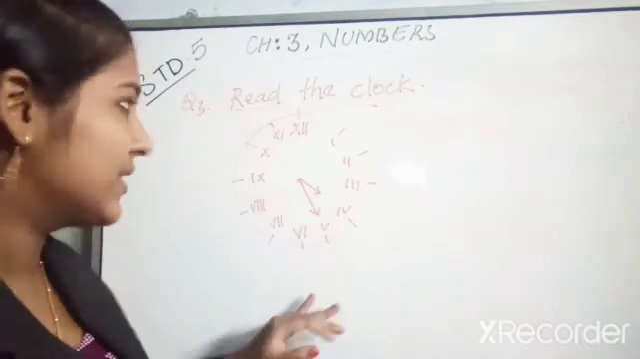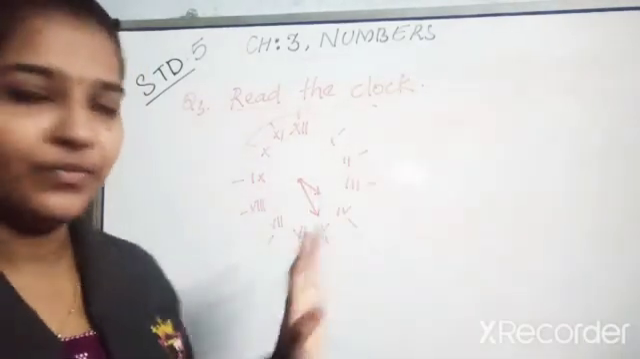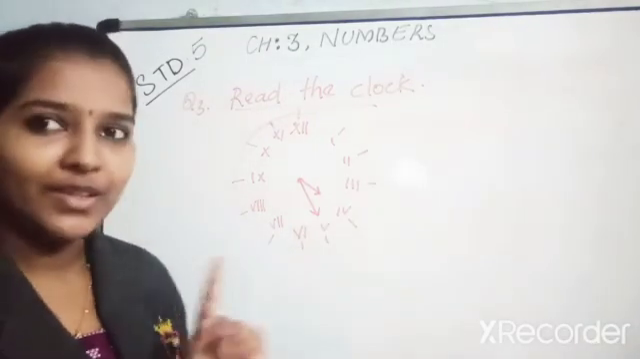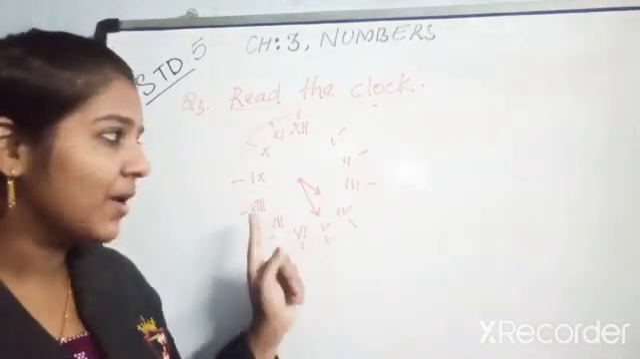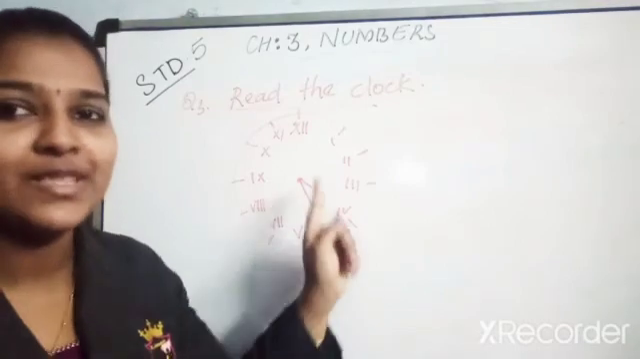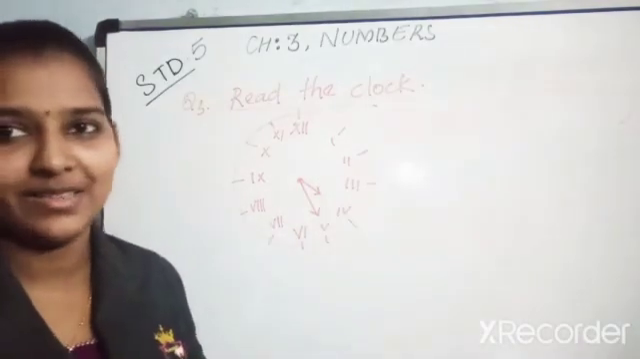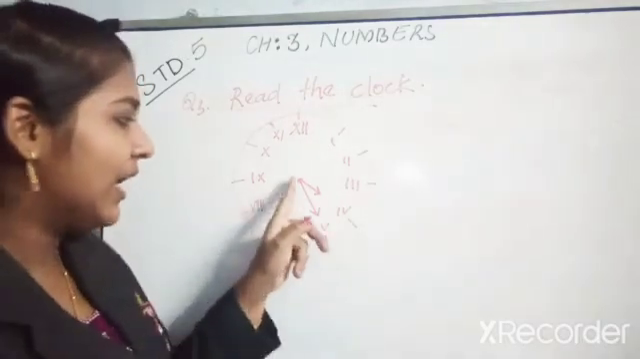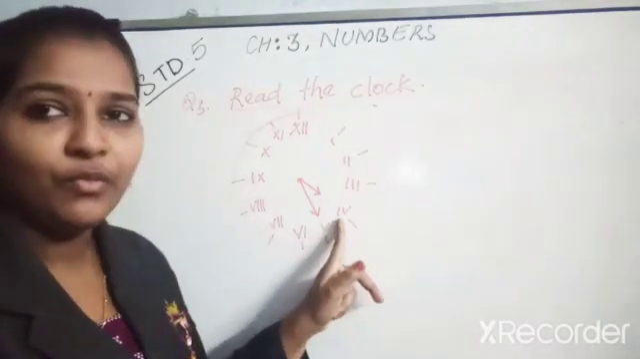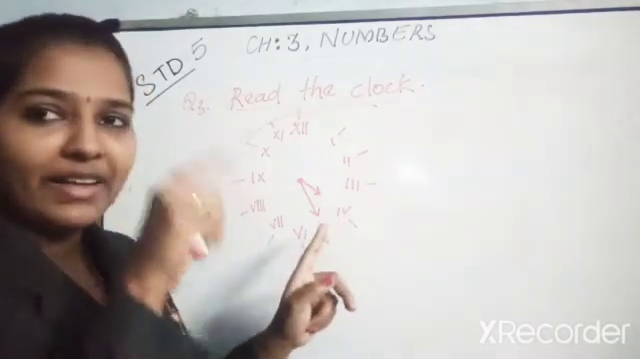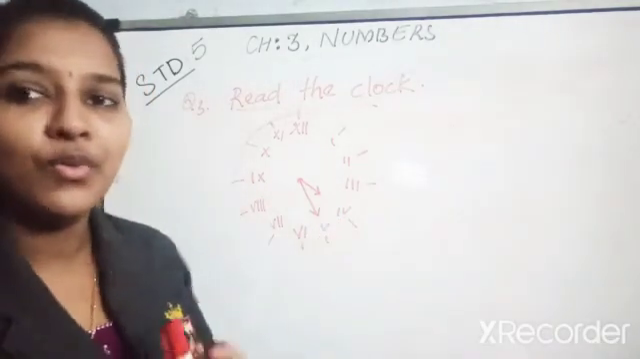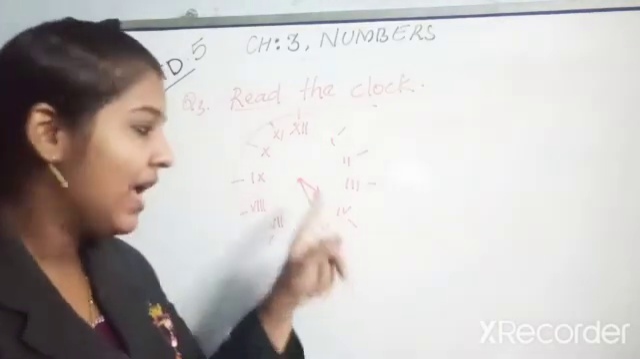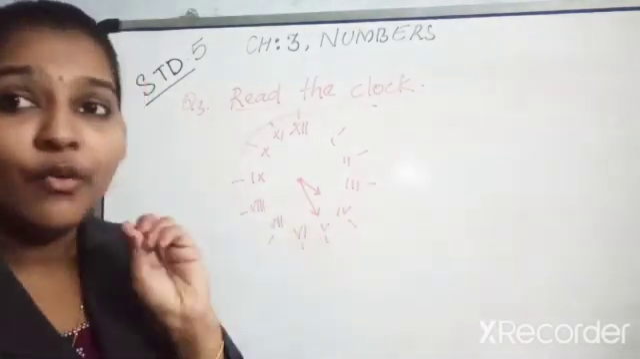Children, now the next question. Read the clock. One clock is given and you have to read this clock. Here, inside this clock, instead of numbers, the Roman numbers are arranged. Now you know how to read, isn't it? So look, the hour hand is pointed to 4. Which number is this? IV. IV shows 4. So our hour hand is pointing to 4 and the minute hand is pointing to 5.